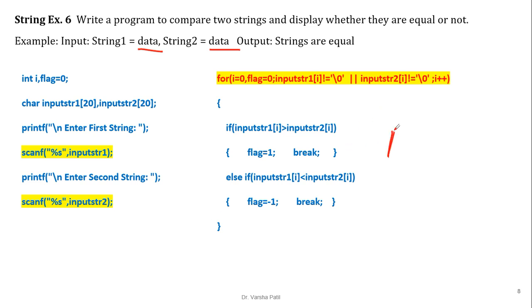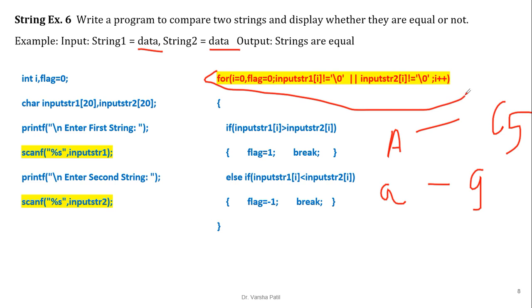Now as you know from your previous programming, comparison always takes place on the ASCII value. So when we compare capital A and small a, small a is always greater than capital A, because its ASCII value is 97 and the capital A's ASCII value is 65. So based on that, comparison takes place.